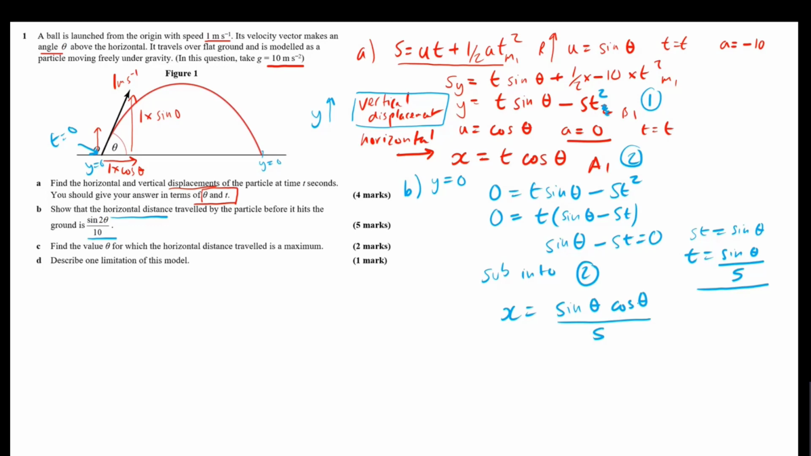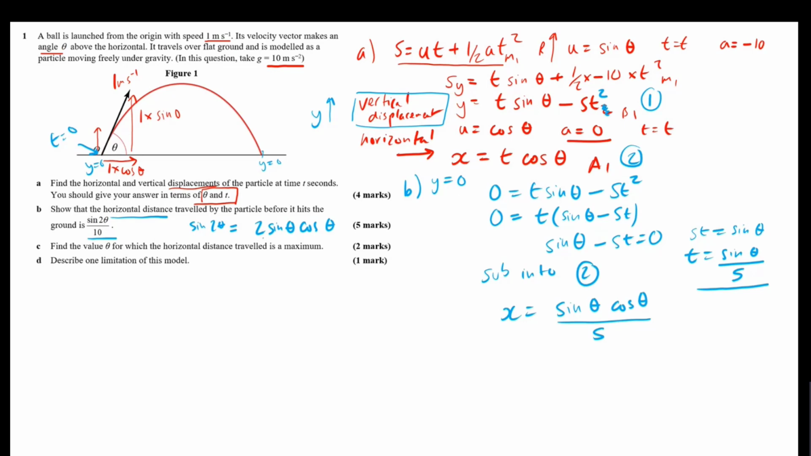Now, I don't know if you've done your trig identities, but I'm going to write it here. Sine 2 theta equals 2 sine theta cos theta. You might not have done that yet in year 2. So that's how you unlock that. You can see you have to apply all your A-level knowledge to answer some of these questions.